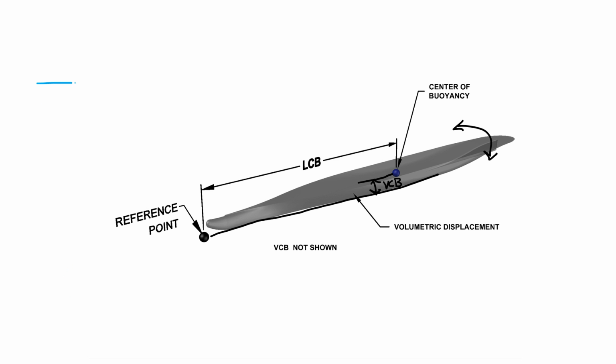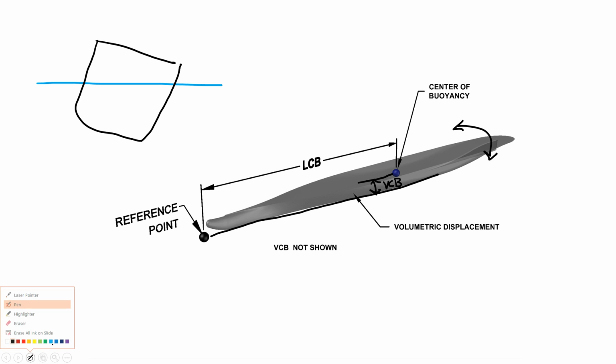So let's say that my ship is listing in the water, like so. My center of buoyancy will shift to a point, say like right here, and then the center line of my ship is right here. Now, I do have a transverse center of buoyancy until this list condition is corrected. And that's my transverse center of buoyancy distance.